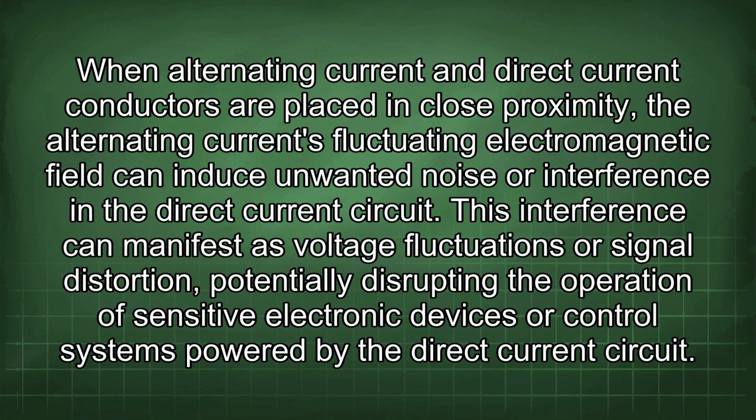When alternating current and direct current conductors are placed in close proximity, the alternating current's fluctuating electromagnetic field can induce unwanted noise or interference in the direct current circuit. This interference can manifest as voltage fluctuations or signal distortion, potentially disrupting the operation of sensitive electronic devices or control systems powered by the direct current circuit.